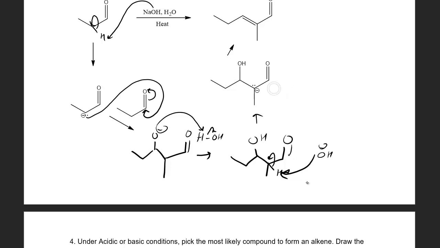Once we have this intermediate, now we can form our alkene via our E1cB reaction, which once we deprotonate, we can use these electrons to form our alkene and kick off our alcohol functional group to form our conjugated enone.